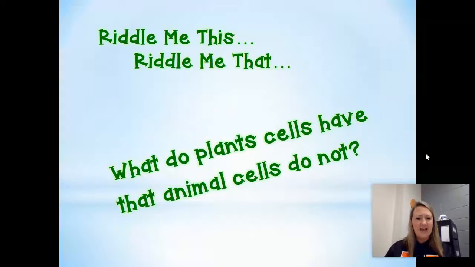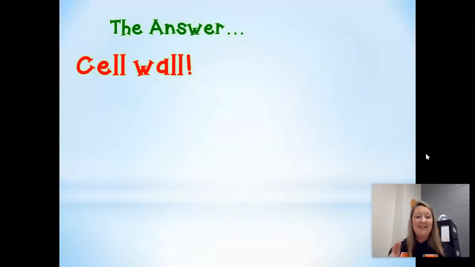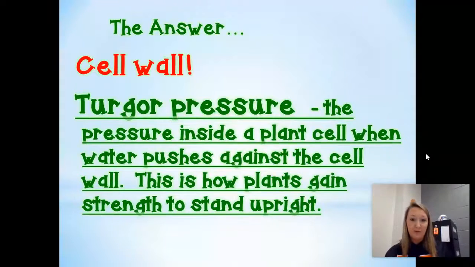What do plant cells have that animal cells do not? Now, I know we talked about cells a long time ago, but if you think about plant cells, what did they have? They had chloroplast, and they had a cell wall. And cell walls are very important when it comes to something called turgor pressure. Turgor pressure is the pressure that's inside a plant cell when water pushes against the cell wall. This is how plants are able to stand upright and not just fall over.